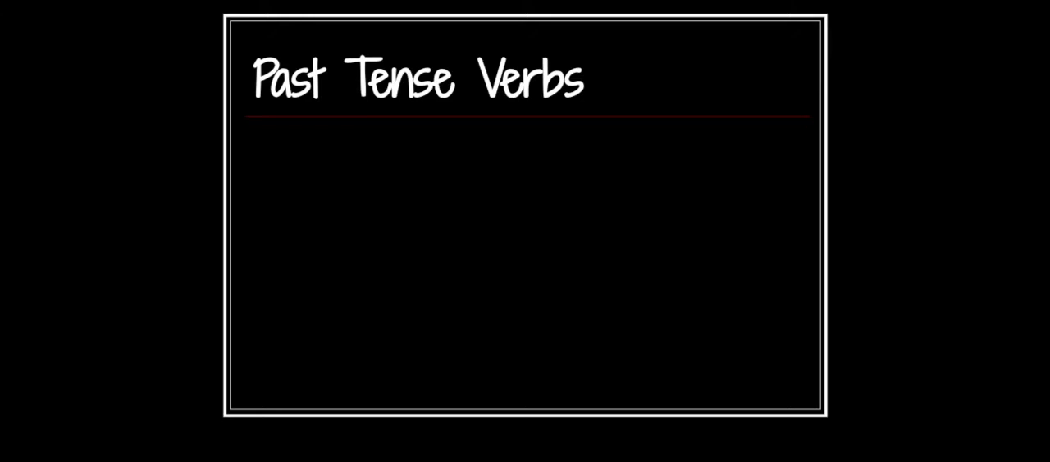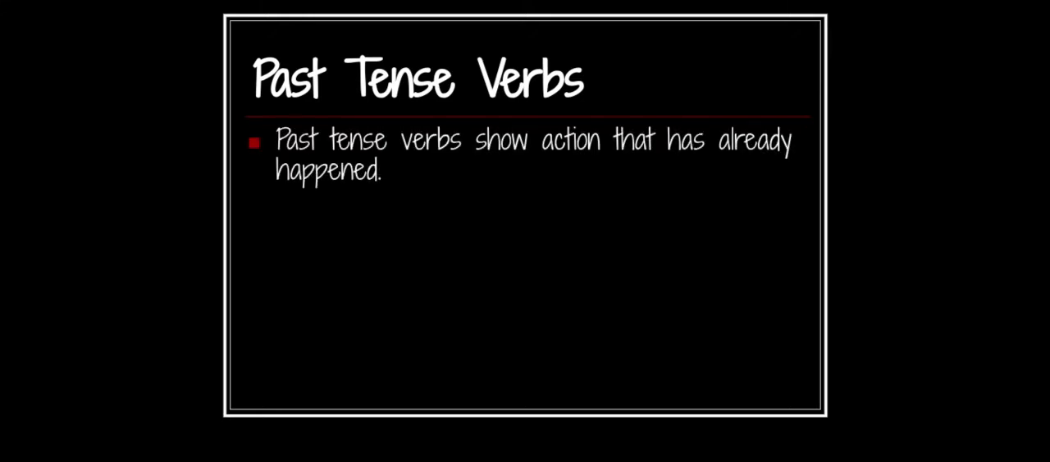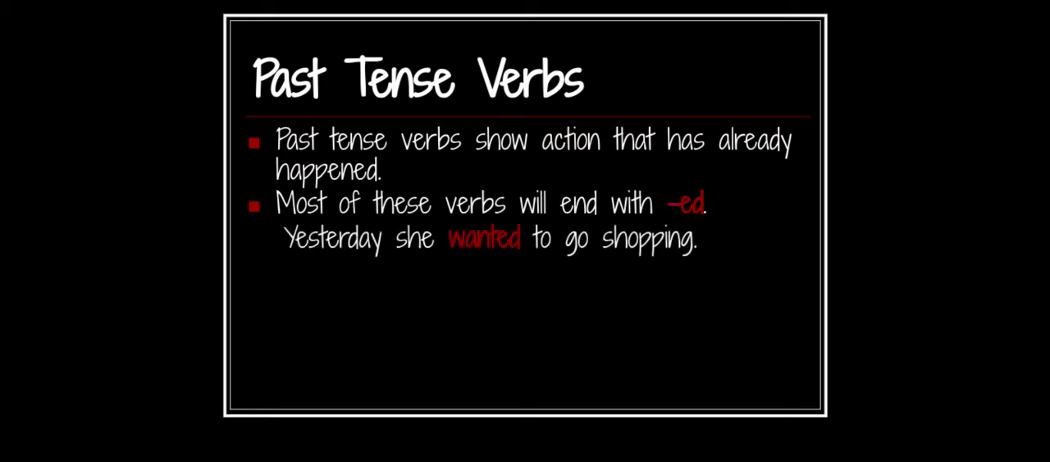Past tense verbs. Past tense verbs show action that has already happened. Most of these verbs will end with ed. Example, yesterday she wanted to go shopping. Another example, they cleared the table. You can notice that want is the action verb, and we added ed to make it past. Yesterday, she wanted to go shopping.